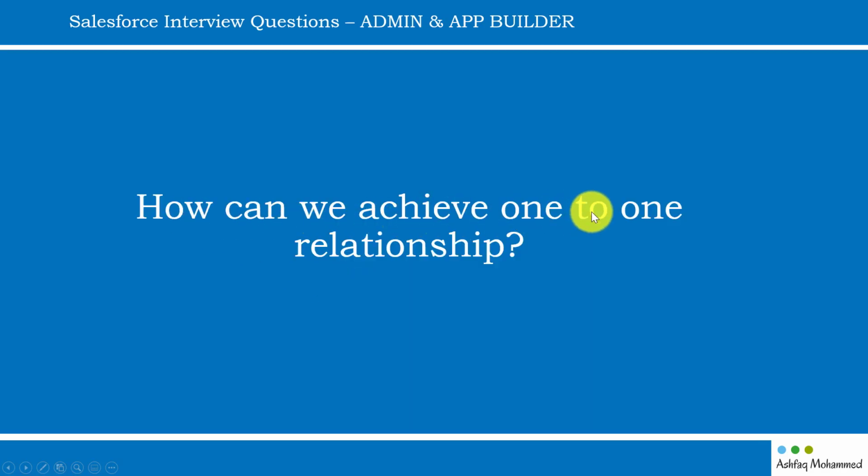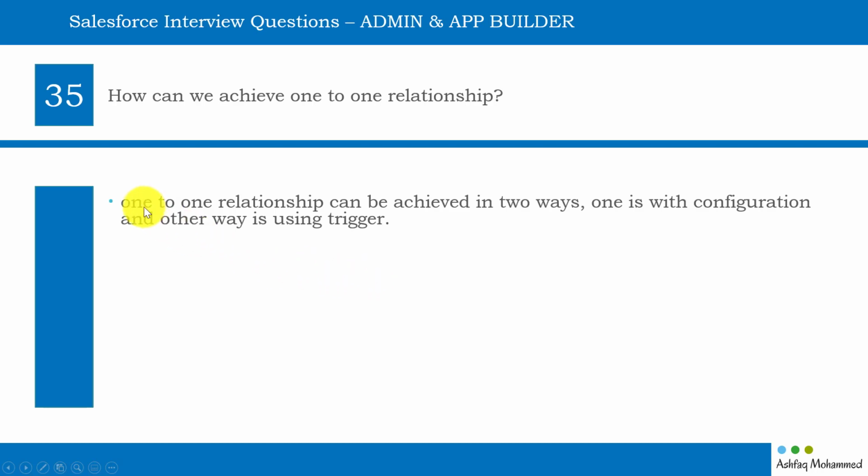How can we achieve a one-to-one relationship? It can be achieved in two ways. One is with configuration; you can just do the configuration and achieve it. The other way is using a trigger. Whichever is easy for you. If you're a developer and want to try this, use a trigger. If you're an admin or a consultant, just use a configuration. I have given both the methods over here.